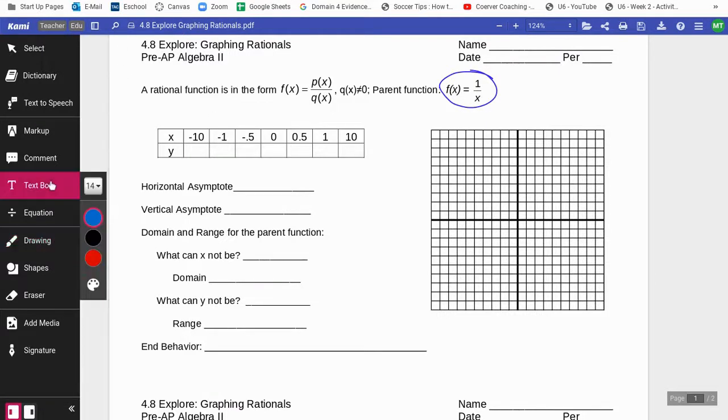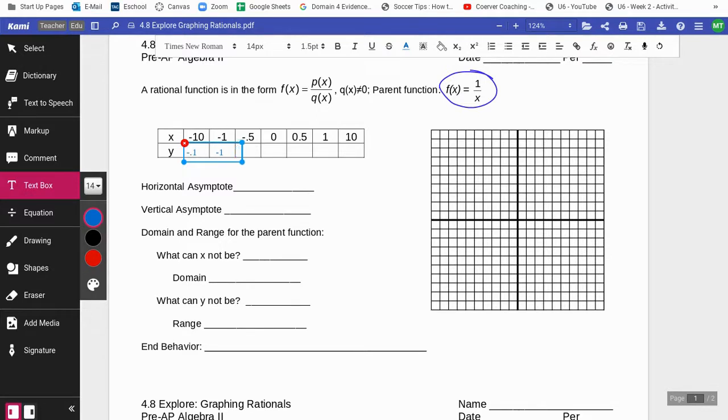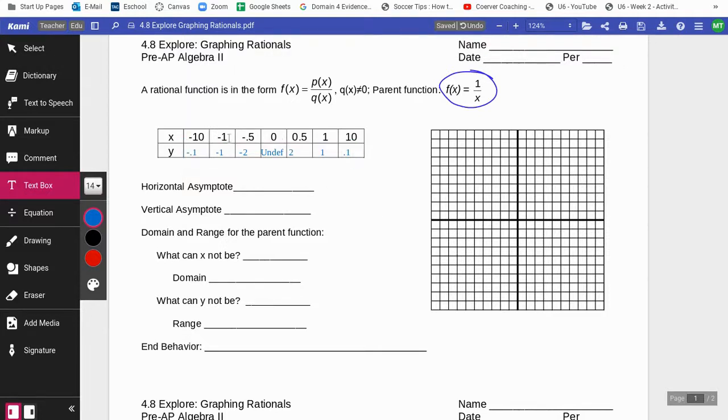So right here at -10, we had -0.1, -1, and -1, -0.5, and -2. At 0, it was undefined. Okay, I'm just going to abbreviate. At 0.5, it was 2. At 1, it was 1. And at 10, it was 0.1. Okay, so those were the values that Desmos calculated for me, right? And so now I need to transfer these over here.